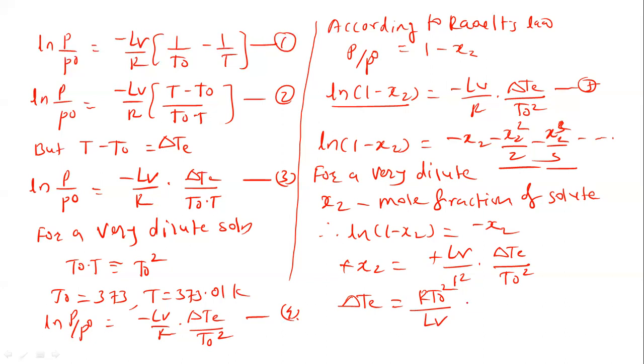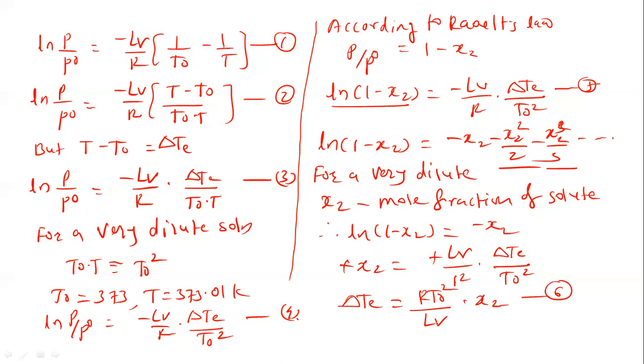RT0 square divided by LV into x2. This is supposed to be equation 6. Okay. Now in this equation, R is a constant. T0 is the boiling point of the solvent. It is also constant. The boiling point of the solvent cannot be changed. Water has the boiling point 100 degrees centigrade or 373 Kelvin. So it cannot be changed. So boiling point of the solvent remains constant.